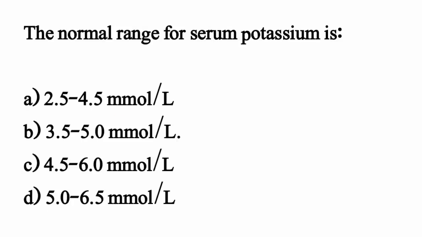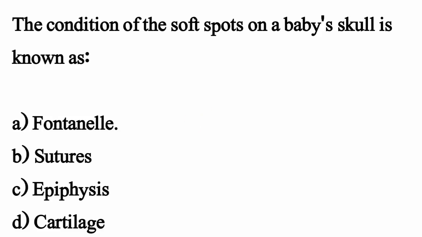The normal range for serum potassium is. The correct option is option B, 3.5 to 5 mmol. The condition of the soft spots on a baby's skull is known as. The correct option is option A, fontanelle.